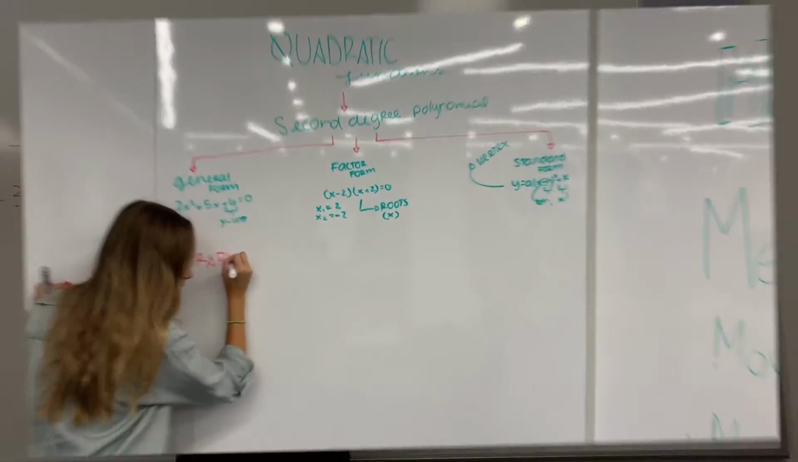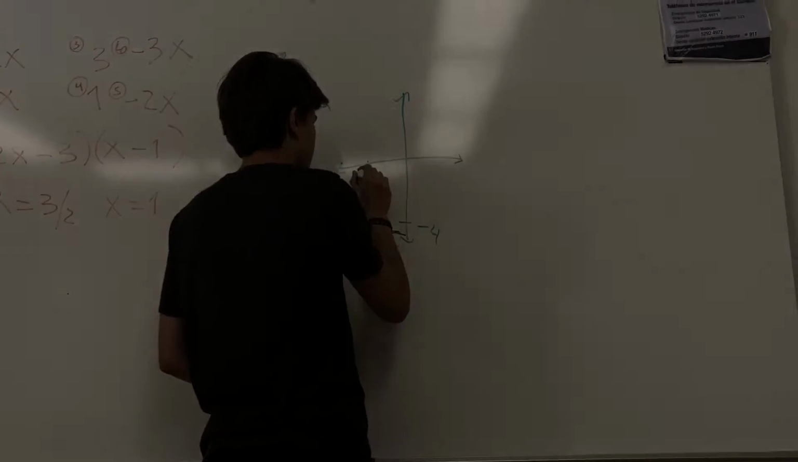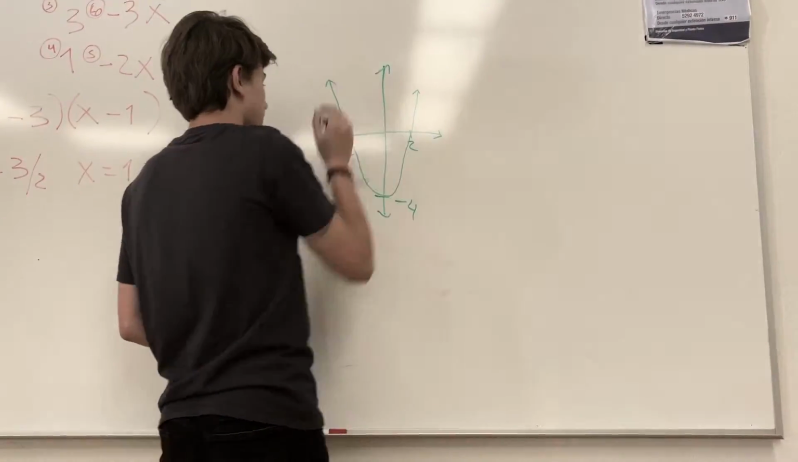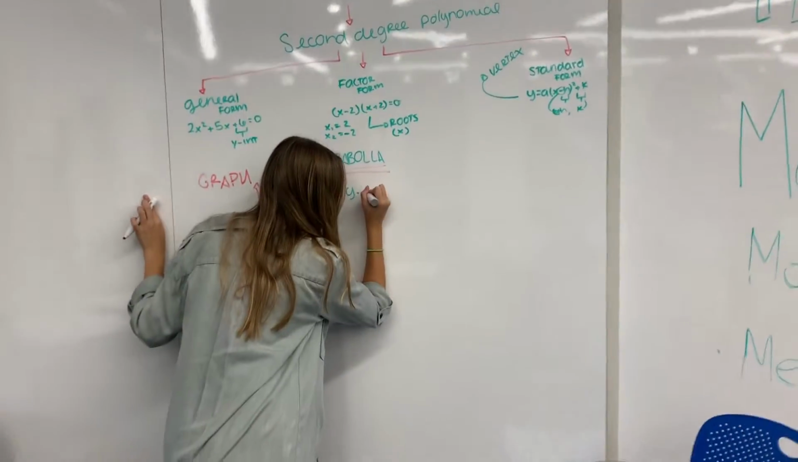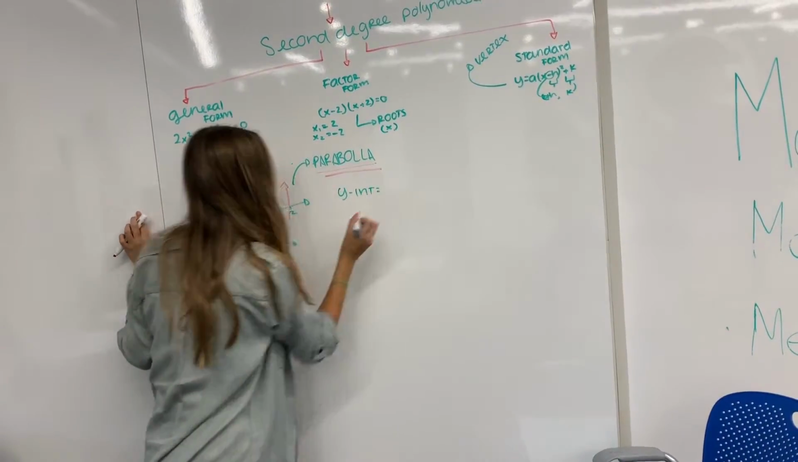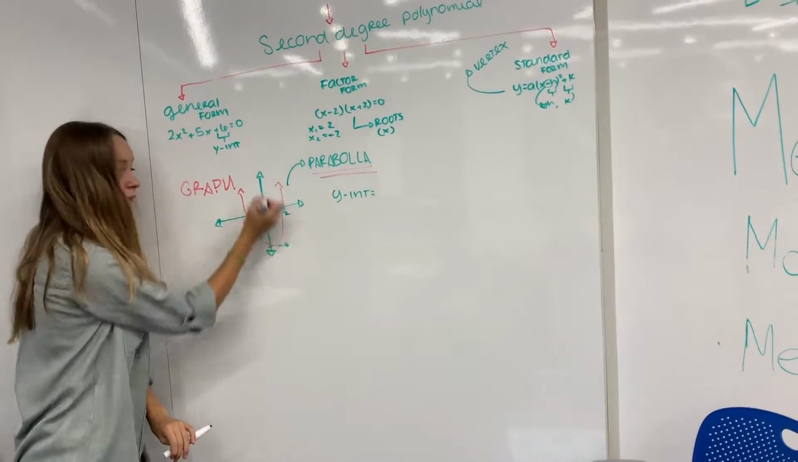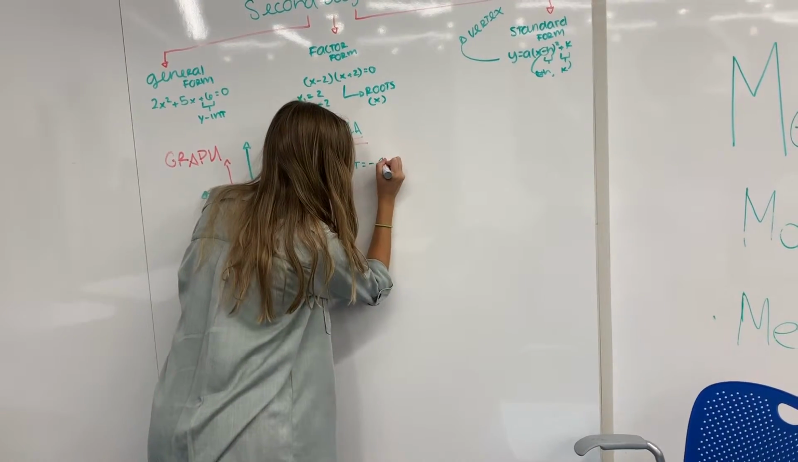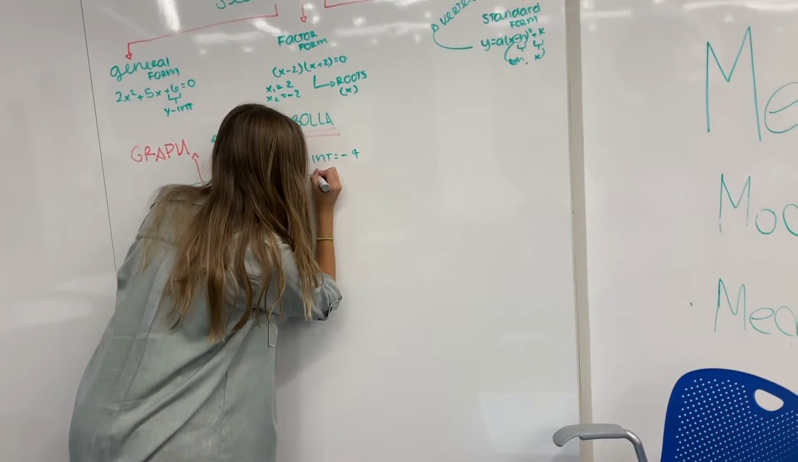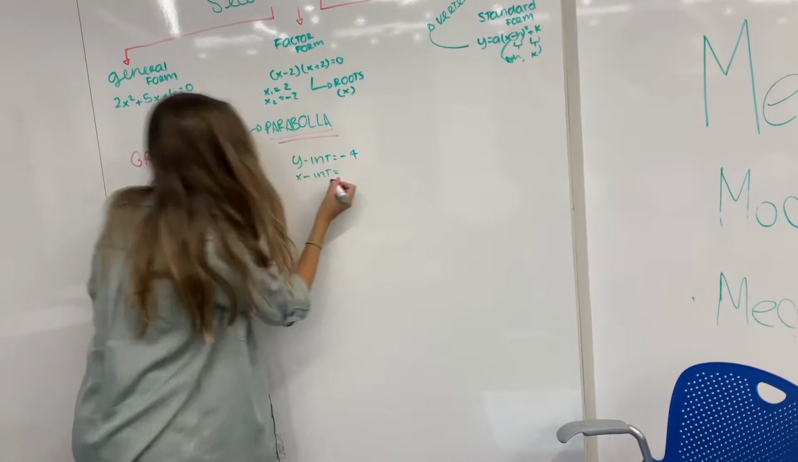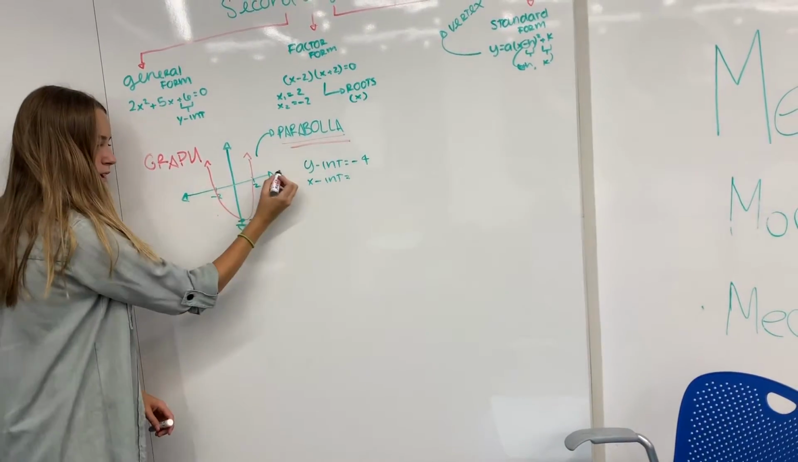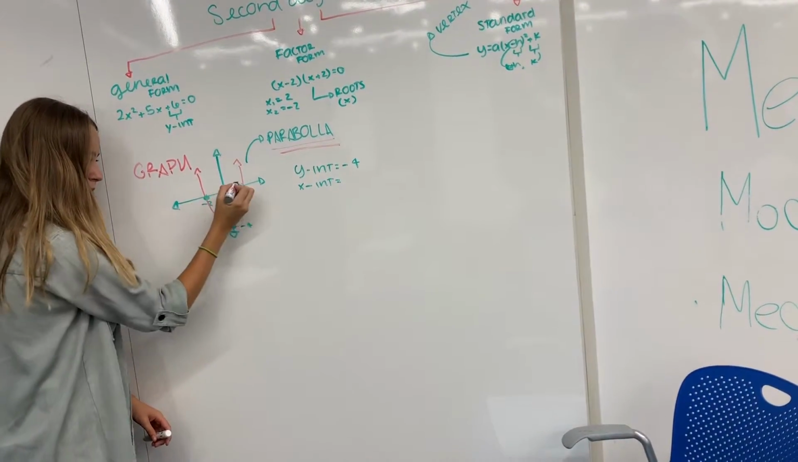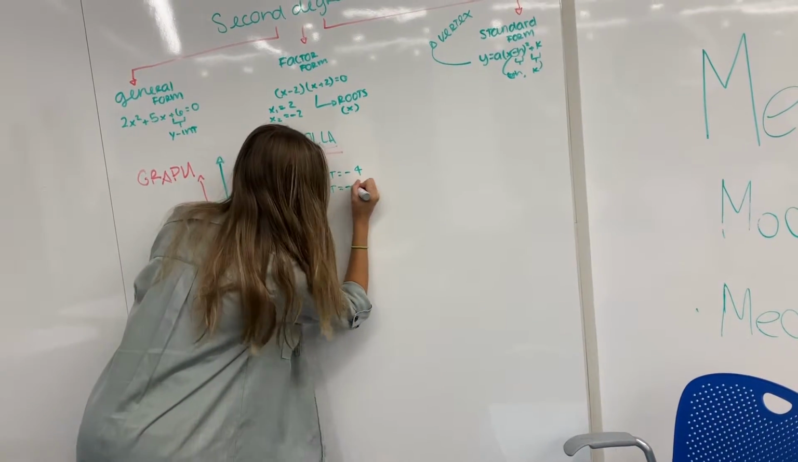Now we're going to show you how to graph and the parts of the parabola. The first definition is the y-intercept, and it's the point where the parabola crosses the y-axis. In this case, it is -4. The second definition is the x-intercept, and it's the same but on the x-axis. In this case, it's -2 and 2.